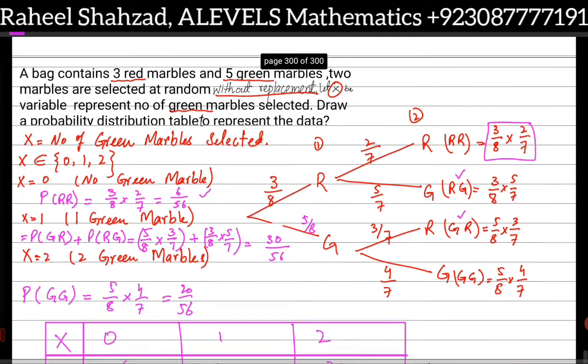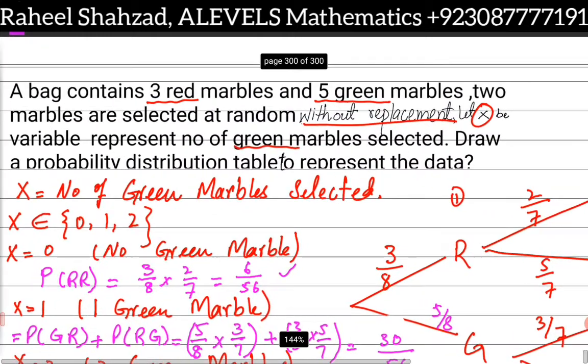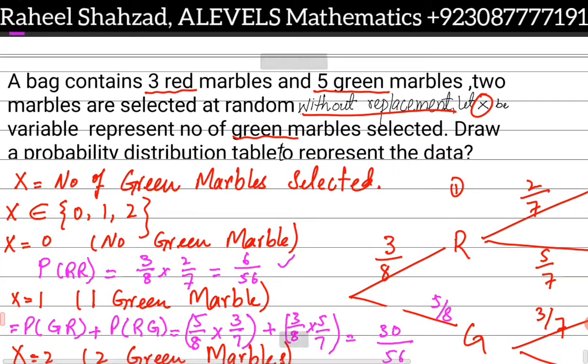So I hope you got the idea. In this question, have a look. This was like probability distribution. We need to draw a probability distribution table of a scenario in which we have a bag that contains 3 red and 5 green marbles. 2 marbles are selected at random without replacement. Let x be a random variable that represents the number of green marbles selected. We need to draw a probability distribution table to represent the data. So x initially was the number of green marbles selected. So we say that this random variable will take value 0, 1 or 2, right?